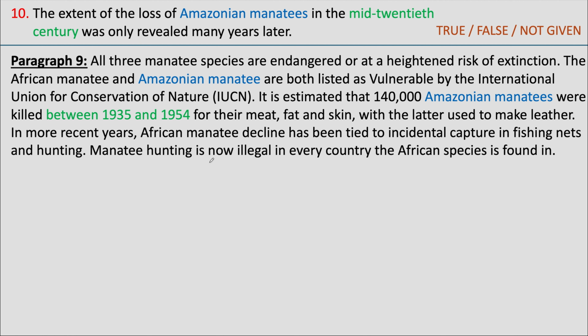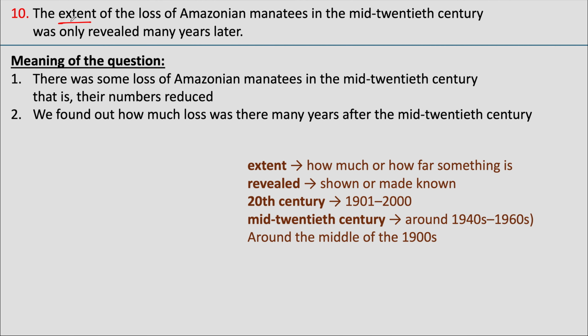Amazonian manatees are mentioned in paragraphs 8 and 9. The question also mentions mid 20th century, which points us to paragraph 9. Extent means how much. The 20th century is from 1901 to 2000, and the mid 20th century is approximately from 1940s to 1960s. The question says there was loss of Amazonian manatees in the mid 20th century. That is, around this time, Amazonian manatees died.